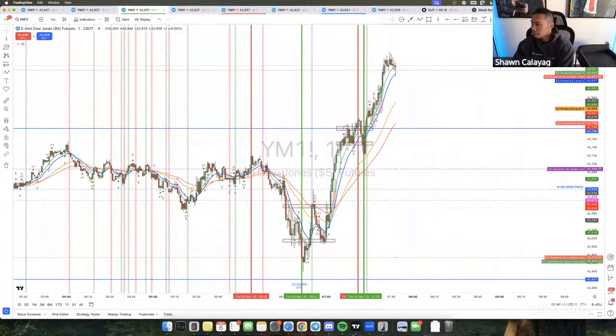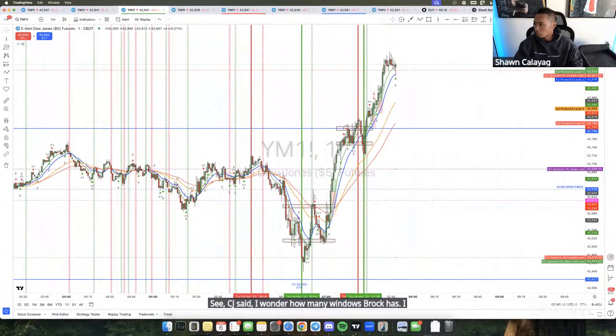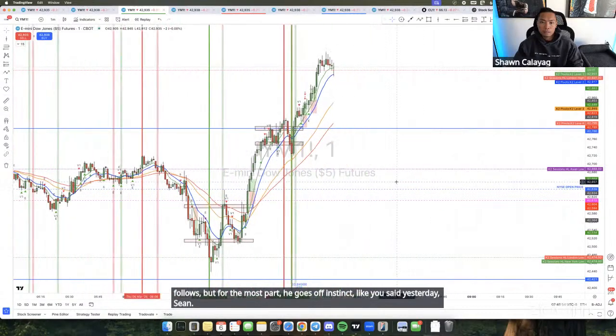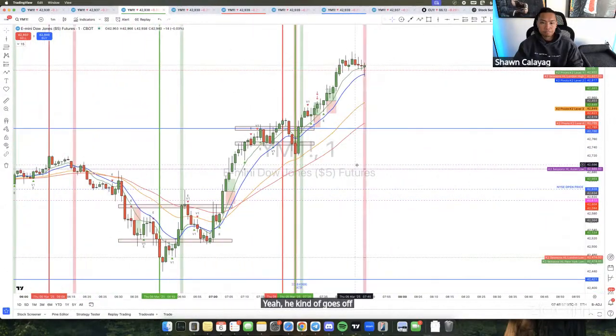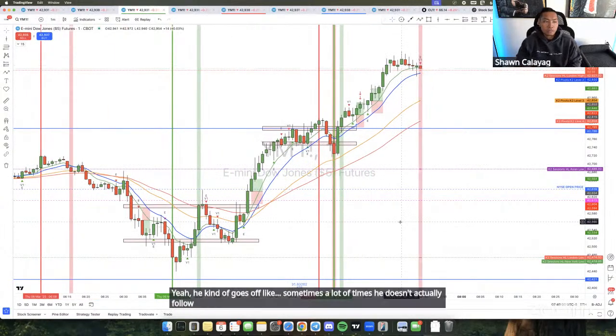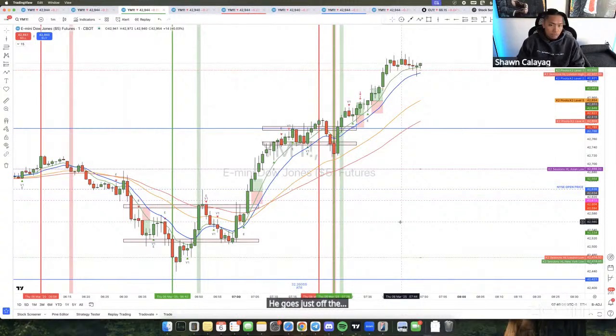Let's see. CJ said, I wonder how many windows Brock has. I know he has basic rules that he follows, but for the most part, he goes off instinct, like you said yesterday, Sean. Yeah, a lot of times he doesn't actually follow strategies. He just goes off instinct, off the intuition, which I do sometimes too.